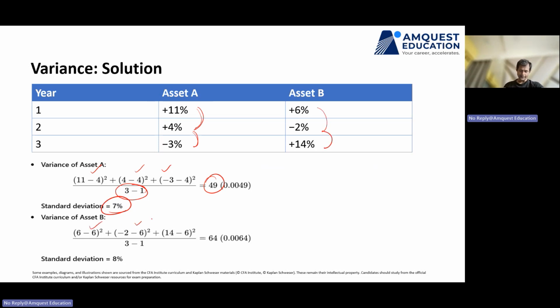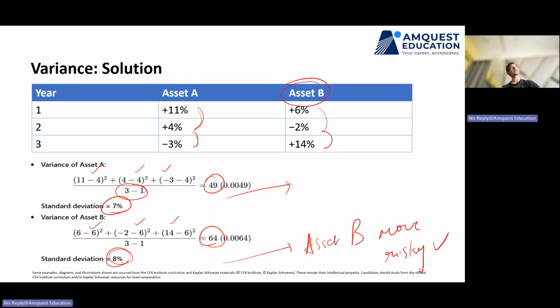Average 6 square, the deviation 64. You'll notice that the deviation is greater in asset B, and therefore the variation is greater. Therefore, can I conclude that asset B is more risky because its standard deviation is higher? Got it? Perfect. Clear? Any question on variance? Any question, guys, on variances?